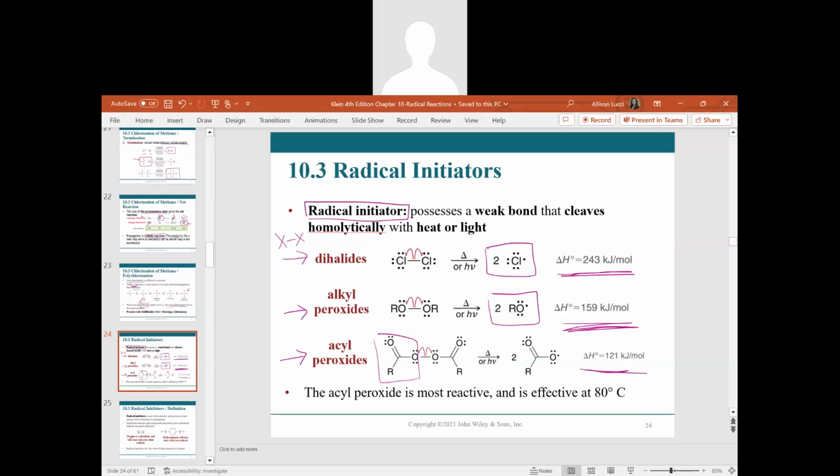So this will be the most reactive, and it's also effective at temperatures up to 80 degrees Celsius. So we don't need to increase the temperature that drastically. So I should rather say low enough temperatures can be maintained in these reactions. So acyl peroxides are a good choice if you want a lower temperature than is needed to break bonds at those higher temperatures of dihalides, etc.